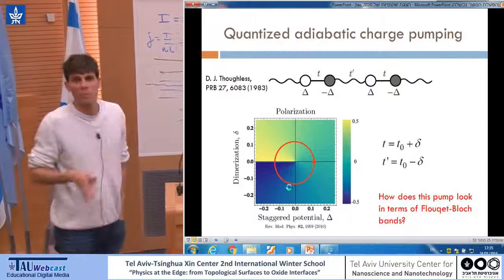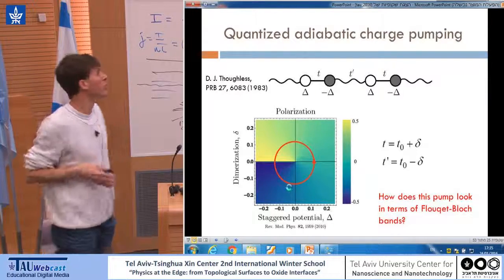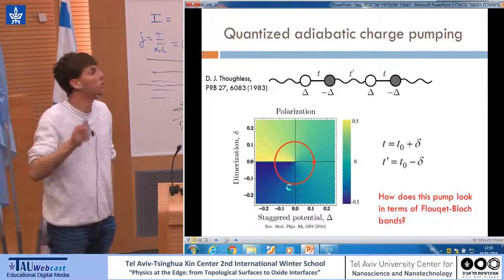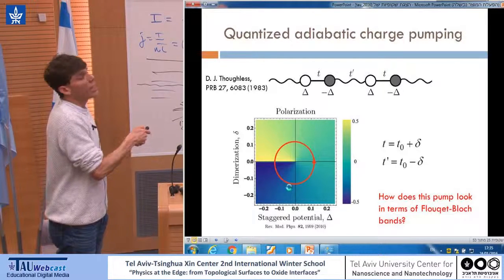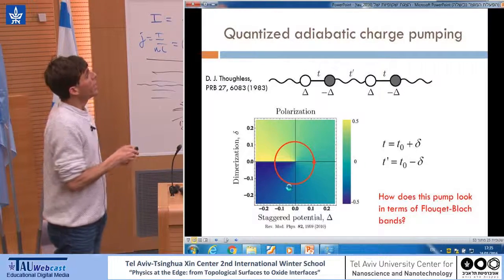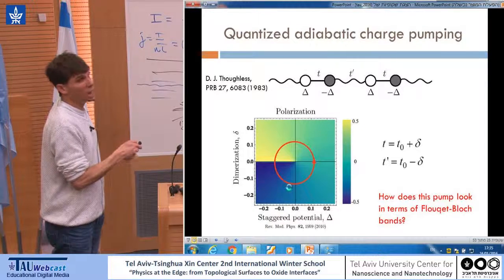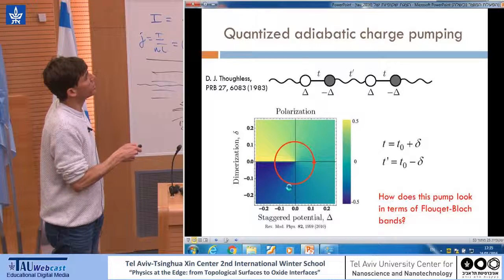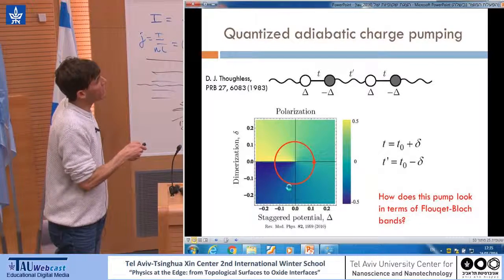Okay, so what is the system? The system is just the Thouless pump. It's something that most of you probably heard about, but for those who don't know what it is, let me tell you quickly. It's a one-dimensional system, and there are basically two interesting parameters here. There is hopping, which is dimerized between the A and B lattice sites, so T and T prime, and we also have a sublattice potential.